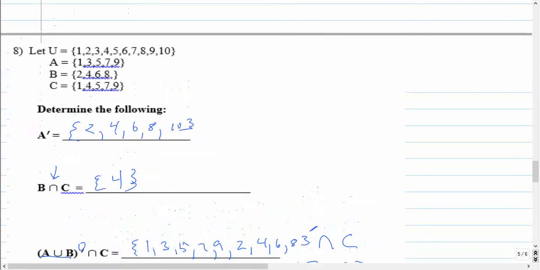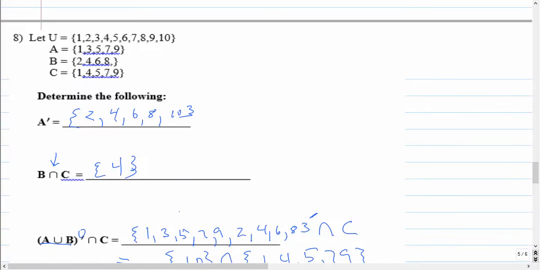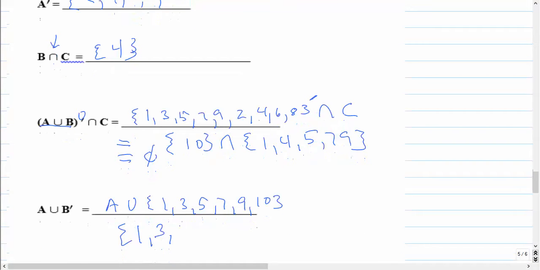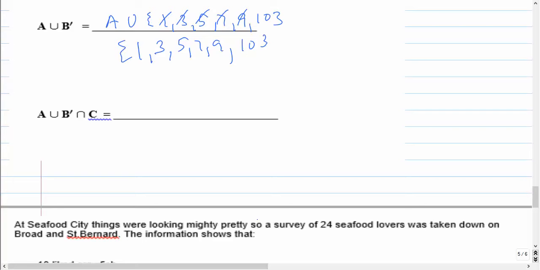Okay, we need A. A consists of 1, 3, 5, 7, 9. So we're going to just throw these two sets together. So when we throw them together, 1, 3, 5, 7, 9. Now what's not in A, because again, we just throw them together. I already have the 1, I already have the 3, I already have the 5, the 7, and the 9. We just have to add in the 10.